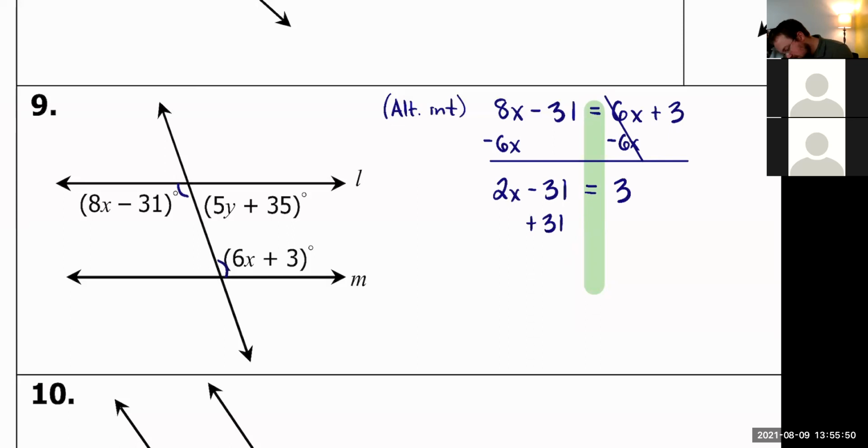Add 31 to both sides. I get 2x equals 34. Divide both sides by 2. What do I get? x equals 17.